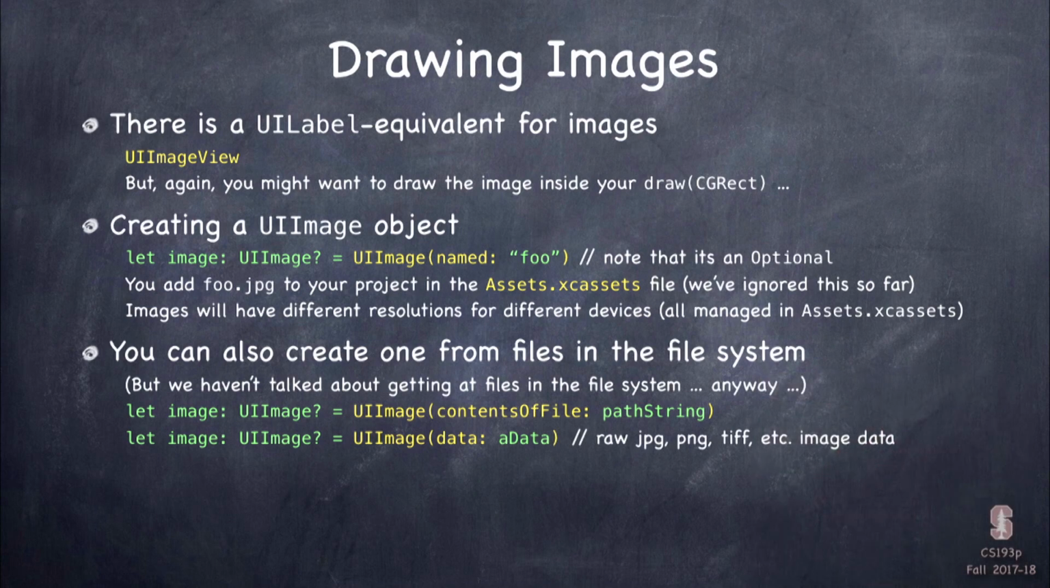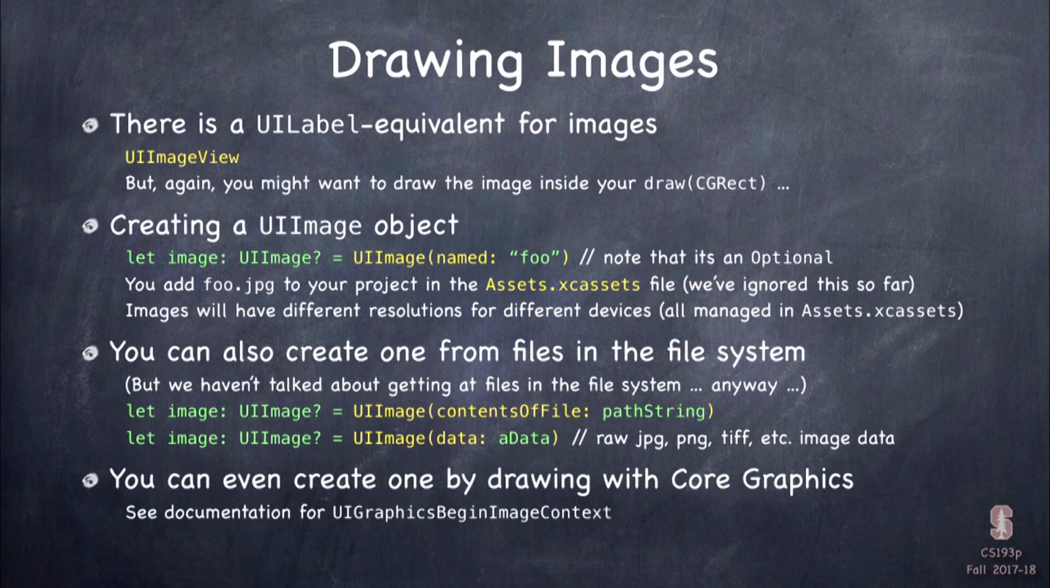If you've got a JPEG in the file system, I haven't told you how to access the file system yet, so you're not going to be doing that. I'll show you later. You can also get it if you have a bag of bits that you got over the internet, data with JPEG data in there. UIImage knows how to look in that bag of bits and figure out if it's an image. You can even use the global function UIGraphicsBeginImageContext and then draw arcs and lines, and it'll capture it as an image. So you can even draw a custom image if you want.